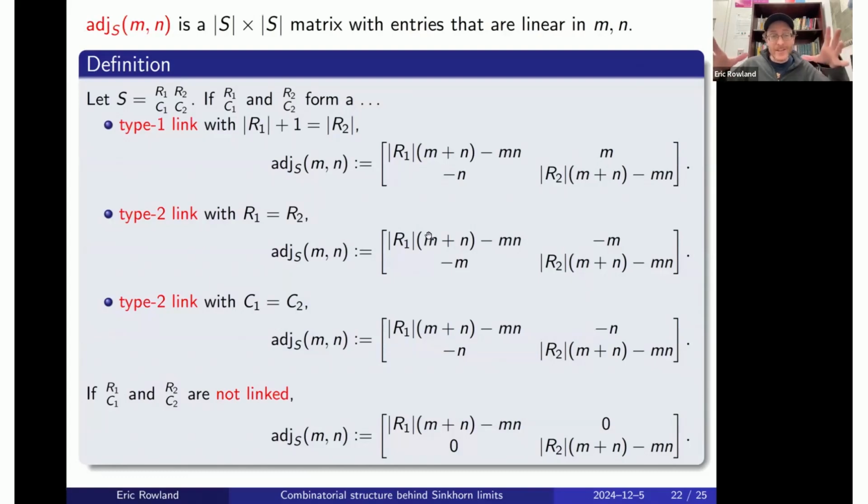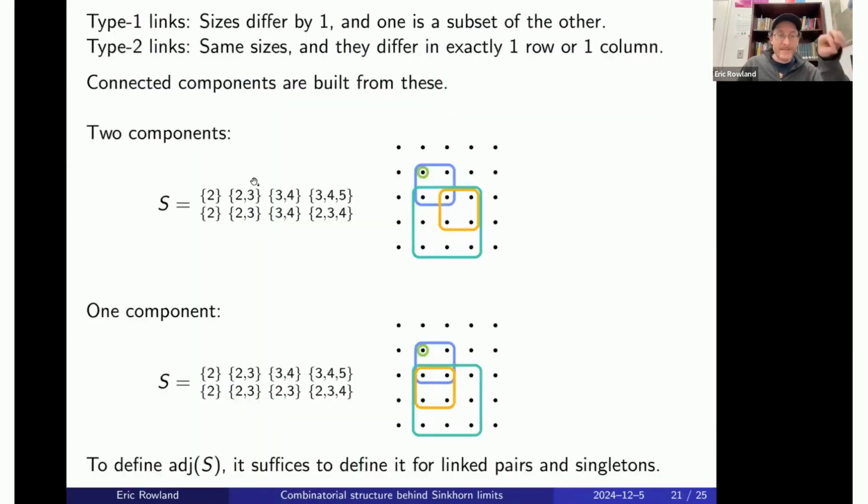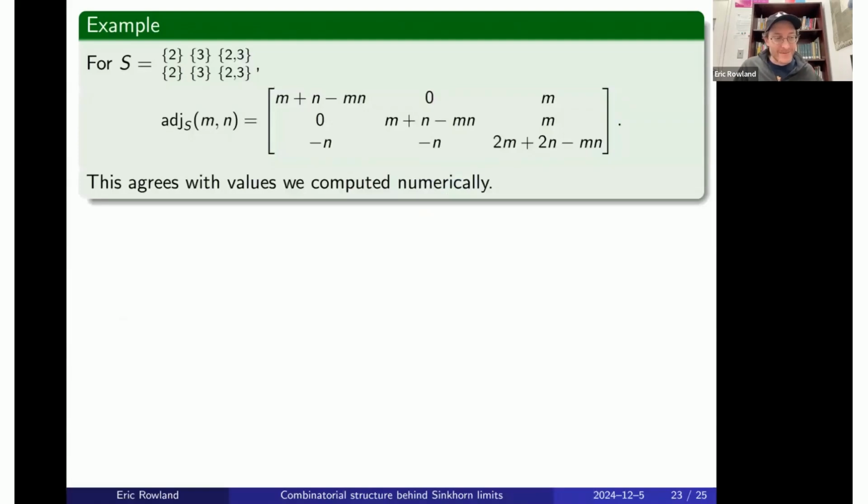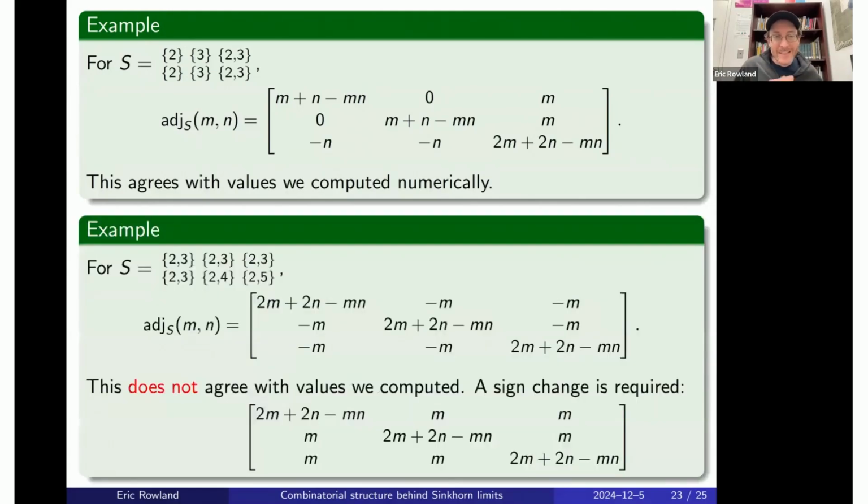So these matrices that we're looking at, let me just go back to this slide, for each subset of minor specifications, we're looking for the correct adjacency matrix whose determinant will give us the corresponding coefficient in the polynomial equation. So that's what we're doing. And this works very well. So here's an example. You can build this adjacency matrix based on the rules for pairs and the links. And this agrees with values we computed numerically.